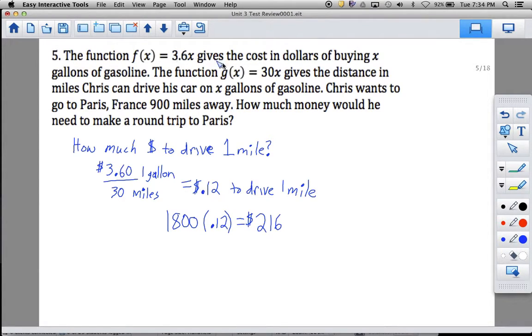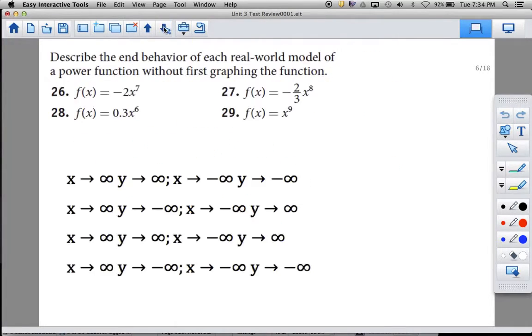You will have a problem just like this. This value might change, this value might change, this value might change, but all the words are going to be completely the same. So make sure you know how to do this. You might want to jot down notes on your index card for this problem.